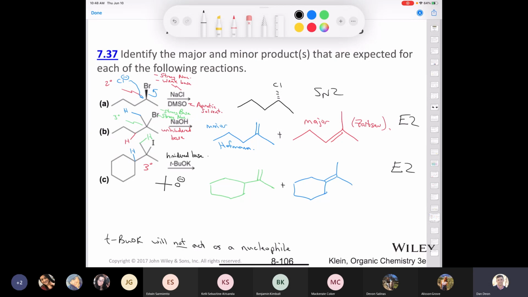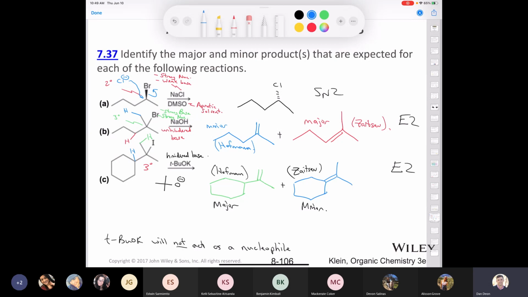Yes, actually the Hofmann product is the major product. Why? Because the base is so hindered. So here, the Hofmann is the major product, and the Zaitsev is actually the minor product. This is your Hofmann product, and this is your Zaitsev product. All right, and there you have it, folks. Done. And you see how just watching me solve the problems is kind of helpful.